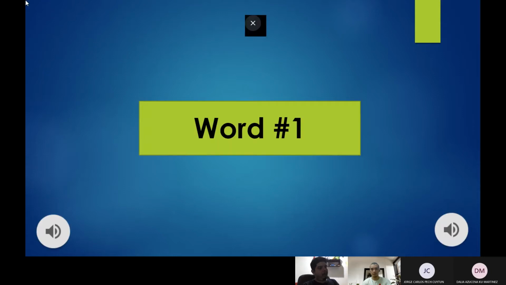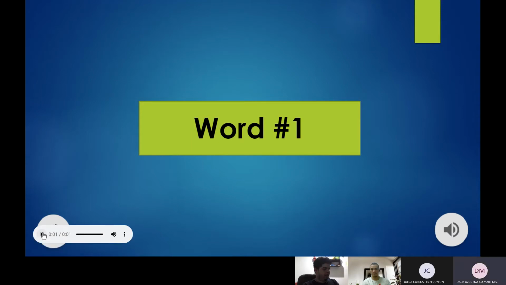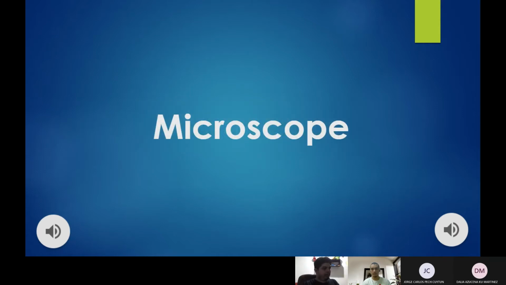The first word is for Dalia. Microscope. I think it is Mikroscope. Okay, let's see if you gave the correct answer. No, I think the way you spelled the word is incorrect.